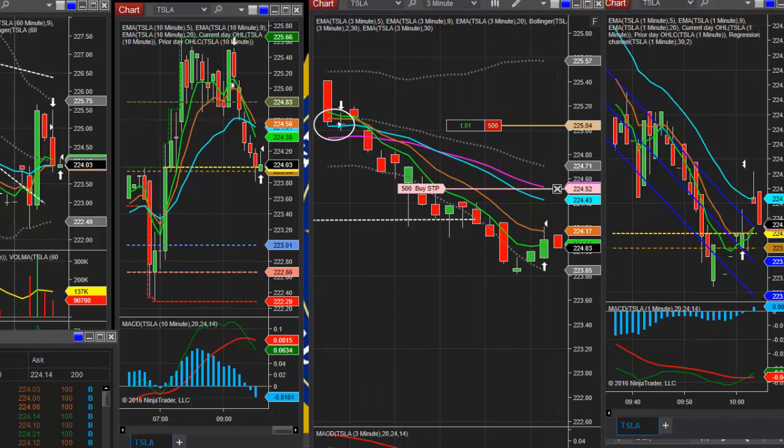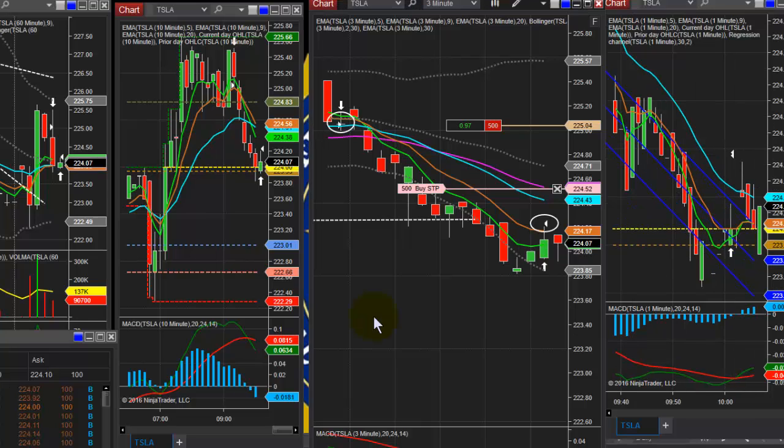So let's see, it looks like we sold short at 225.05 and we cashed out half of our position at 224.24. Yeah, we made about $405 on that first half, 81 cents a share.